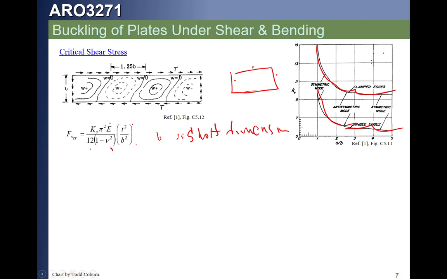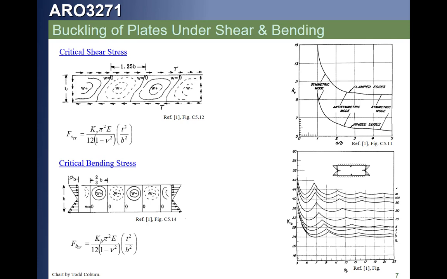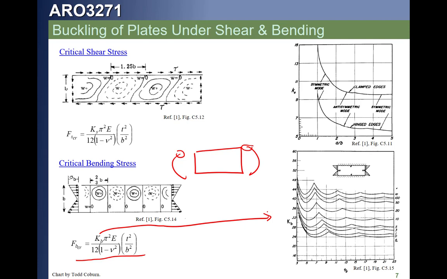If we have a different loading, which basically means that we have a plate loaded in edgewise bending, for example, if we have a plate with a bending moment like this, then this equation applies. We need our buckling coefficient. We're going to get it from that graph. And for all the rest of the stuff, B for this one is the loaded dimension. You'll see that's the loaded dimension. That's the B value we're going to use.